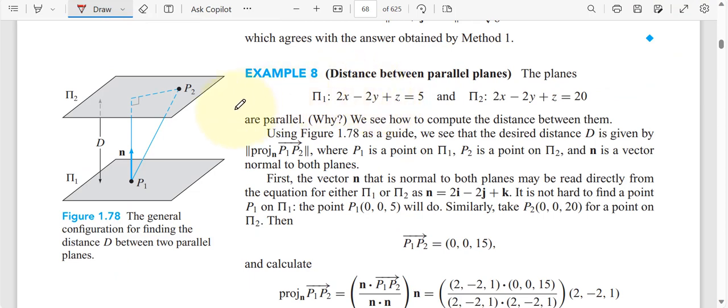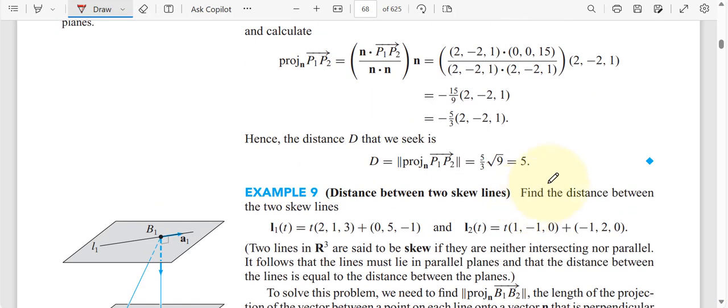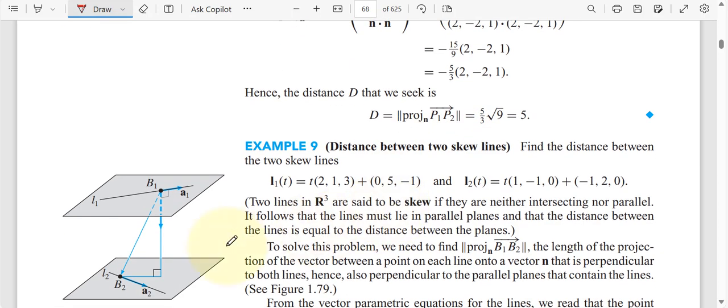And then we can also do something similar to get the distance between two parallel planes. So you can go through this, and also the distance between two skew lines. So here's a line, and here's a line, and we want the distance between those two lines.